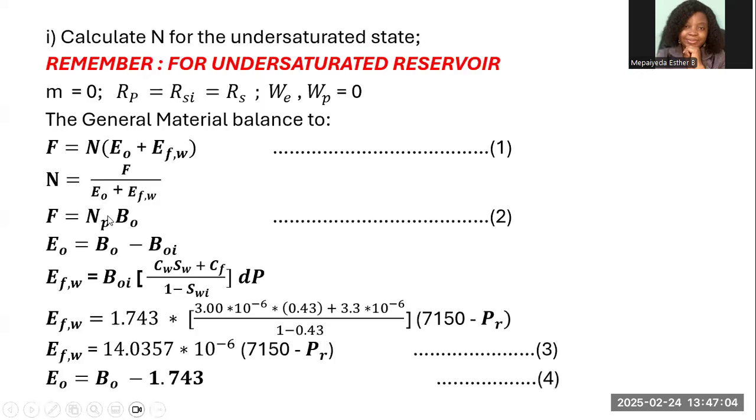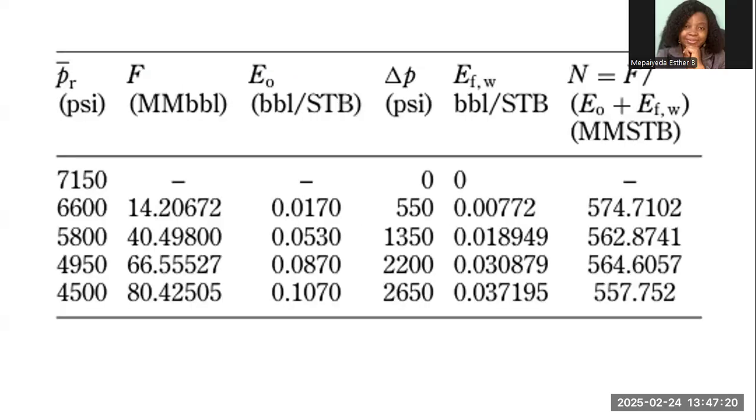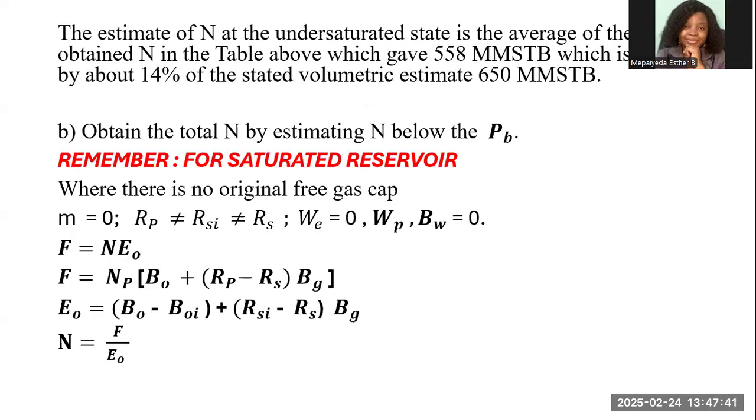Let me go back a slide. Remember your F, NpBo. Then we estimated the Efw. We estimated the Eo at each reservoir pressure. And that's what we have here. So the N obtained at each reservoir pressure in the undersaturated state is what we have here: 574 mmSTB, 562, 564, 557 mmSTB. Okay, so let's go on.